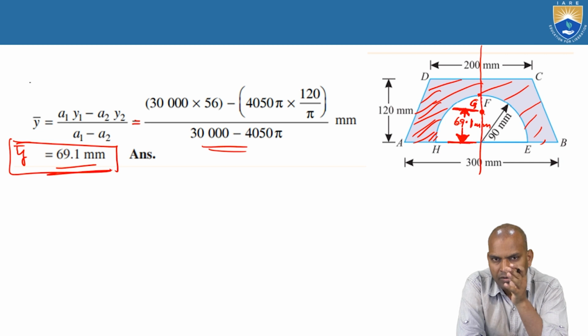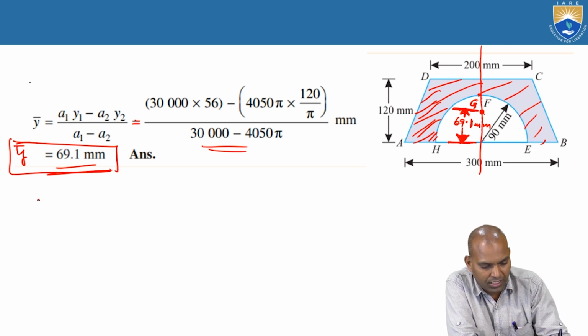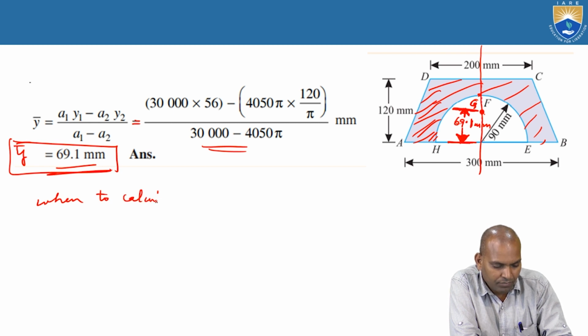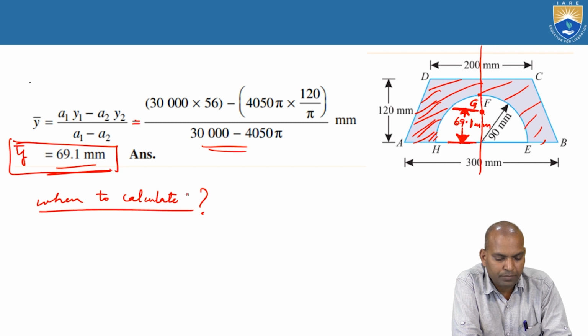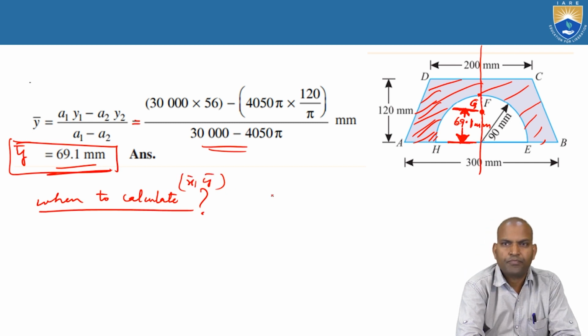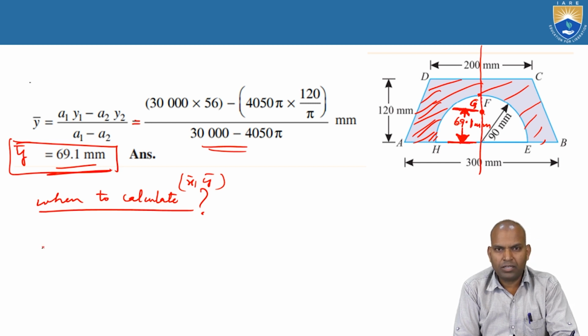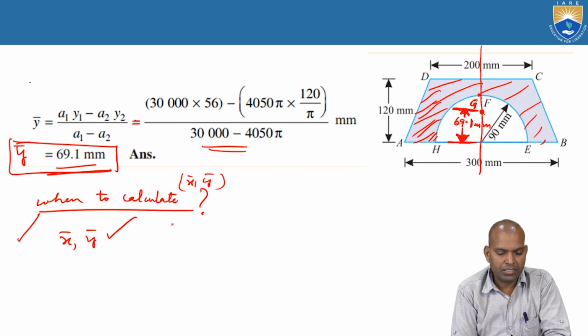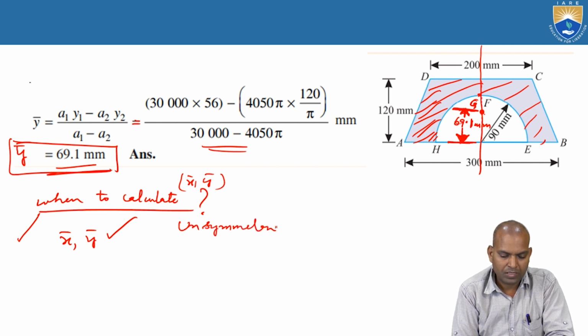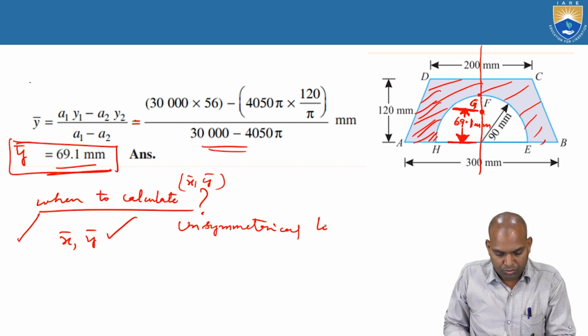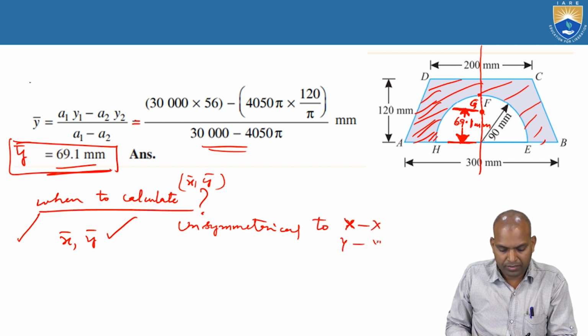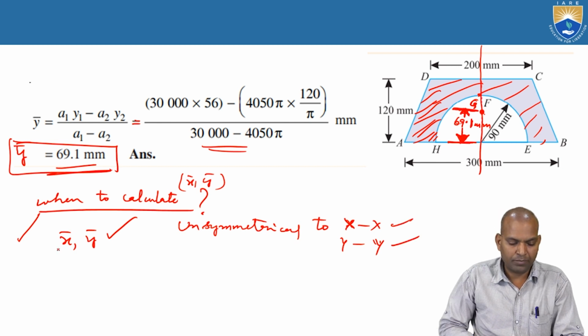First of all, we have to locate when to calculate. Now the question is, when to calculate bar x and bar y, both bar x and bar y. Suppose the plane is not symmetrical, or unsymmetrical, about both horizontal and vertical axes, we have to calculate both bar x and bar y. If it is unsymmetrical about xx and yy, the vertical and horizontal axes, then we have to calculate bar x and bar y.